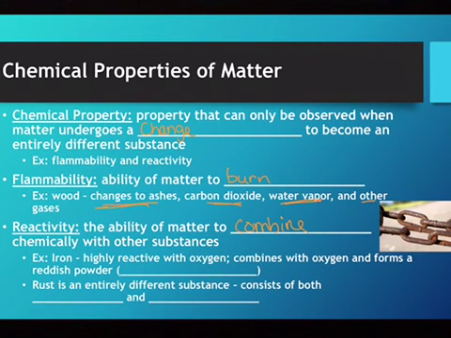Reactivity, when we look at iron, iron is highly reactive with oxygen, meaning that it combines easily with oxygen to form this reddish powder that we call rust. Rust is an entirely different substance, and it consists of both oxygen and iron. So these are all ways to measure matter and identify various properties of matter.